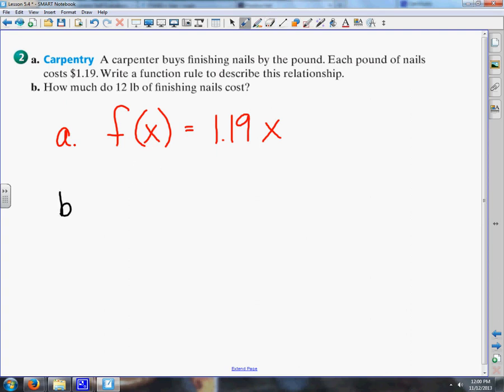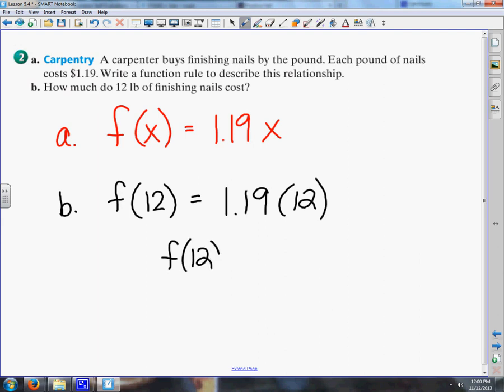For B, it says, how much do 12 pounds of finishing nails cost? So my function for 12 pounds would be $1.19 times 12. Then you figure that out, $1.19 times 12. And my function for 12 pounds would be $14.28.